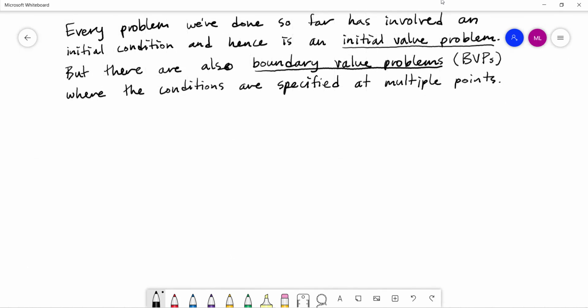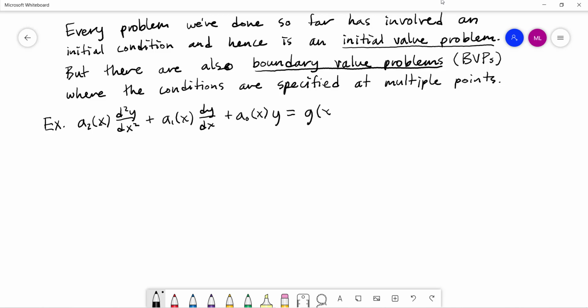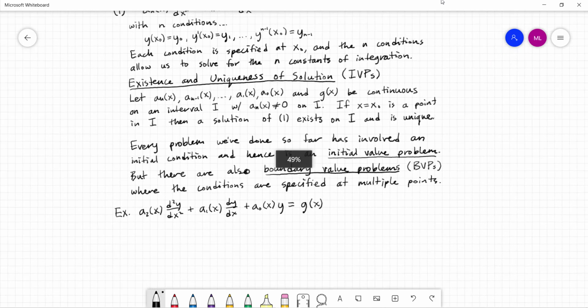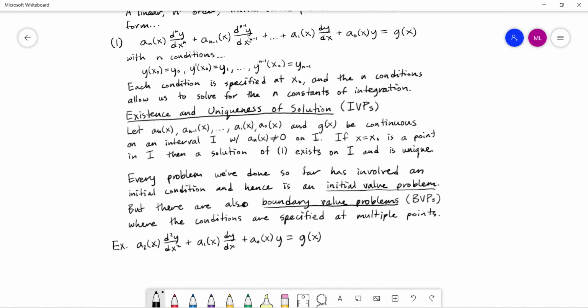So what do I mean when I talk about a boundary value problem? Well, I could give you the exact same type of differential equation. Maybe let's make it a second order one. So we have some a2 of x times the second derivative of y with respect to x plus some a1 of x dy dx plus some a0 of x times y equals some g of x. So this is the same differential equation that we did up here. I've decided to only take it up to a second derivative, so n is equal to 2 in this case.